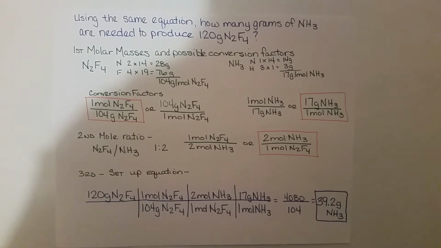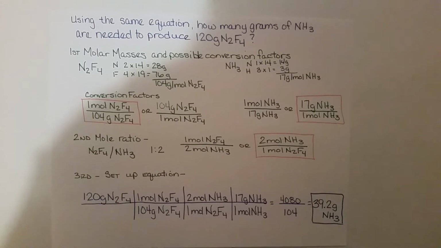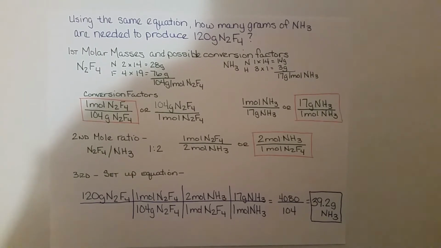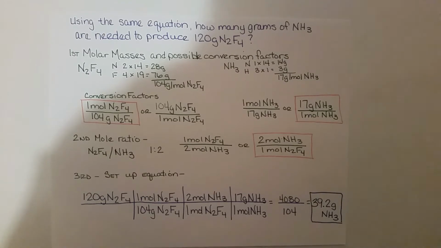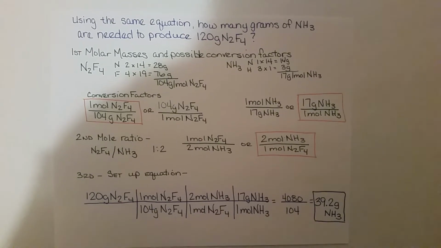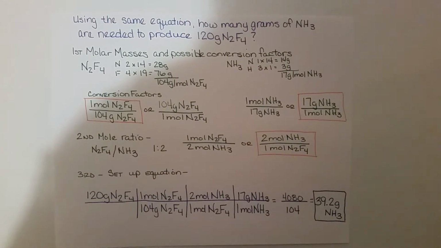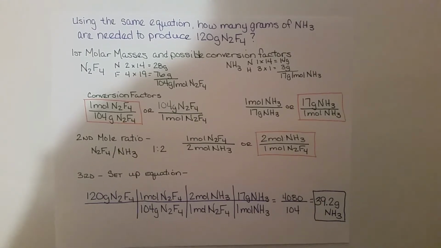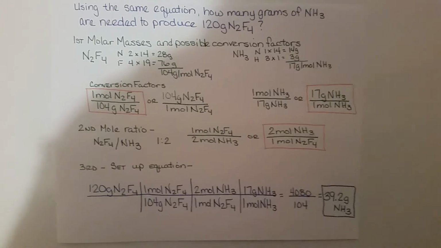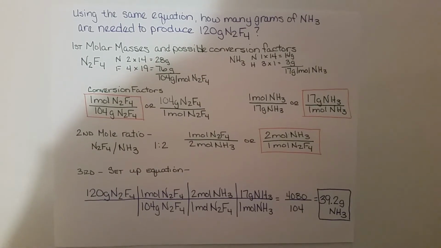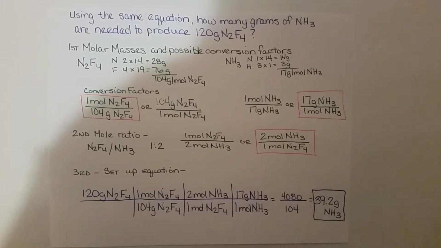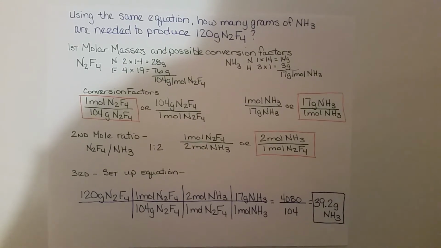You choose your conversion factor based on your units. The second thing you need to do is establish your mole ratio. If you go back and look at the equation, there's 1 mole of N2F4 and there are 2 moles of NH3. So 2 more possible conversion factors. You can have NH3 on the bottom or NH3 on the top. It's just a matter of what you need inside the problem. So then the last step is converting 120 grams of N2F4 to figure out how many grams of NH3 you need for the reaction to work.